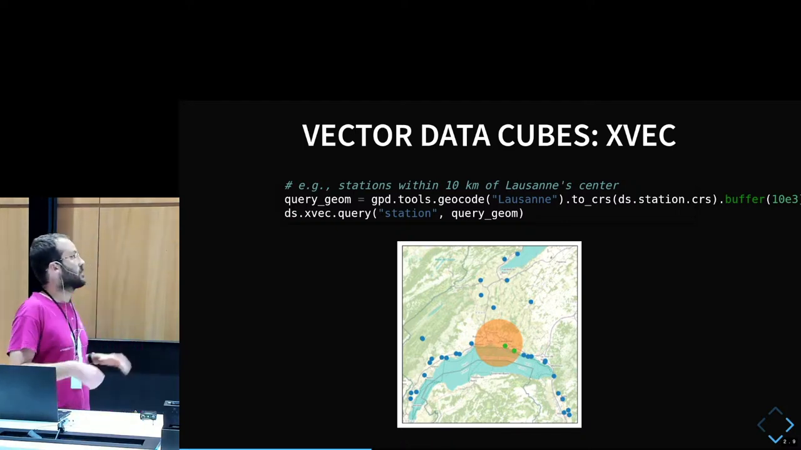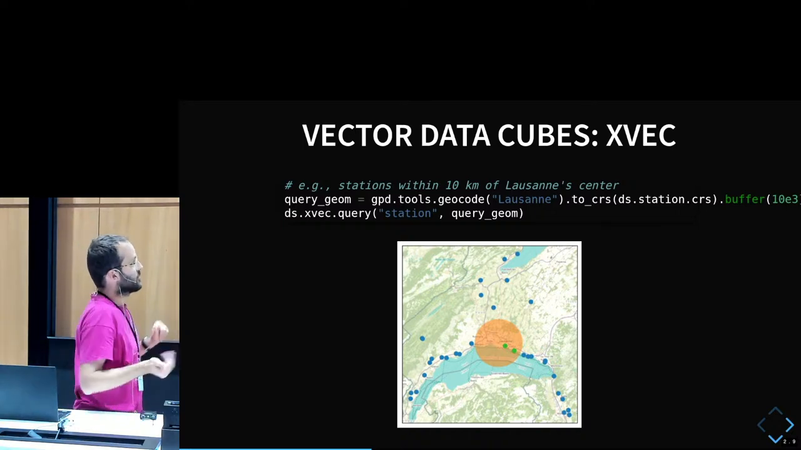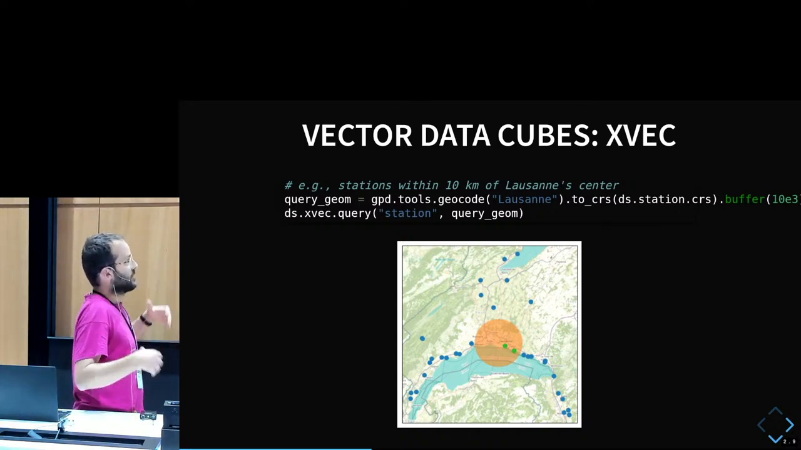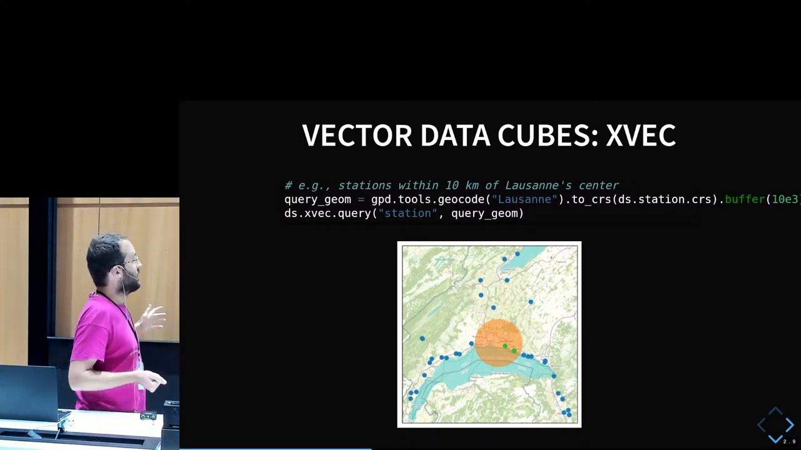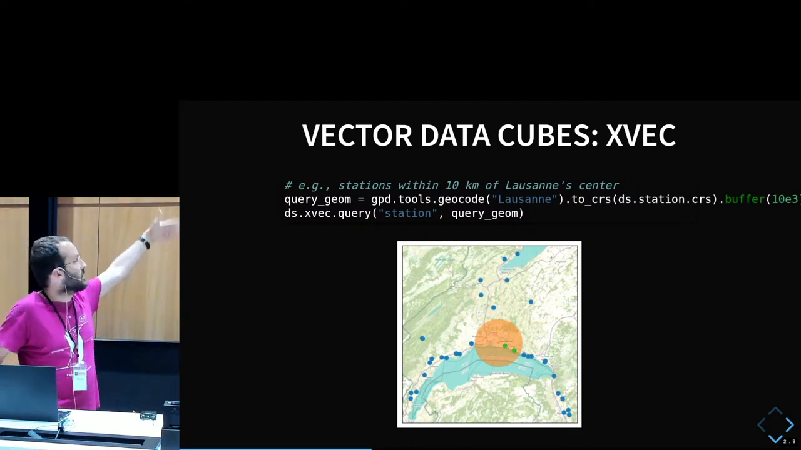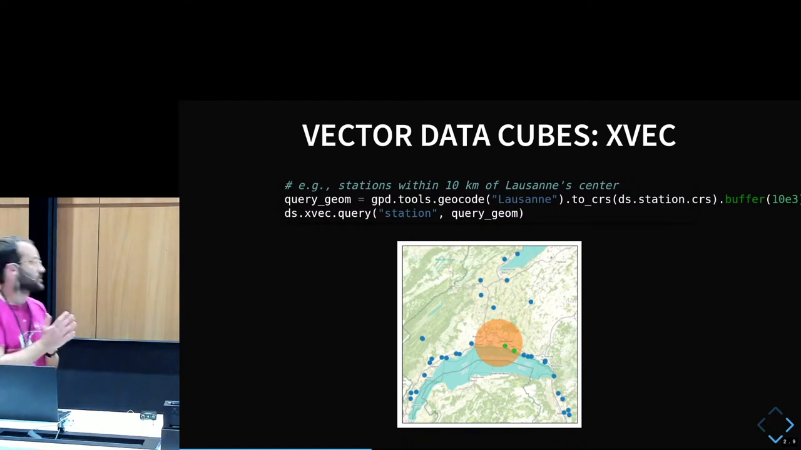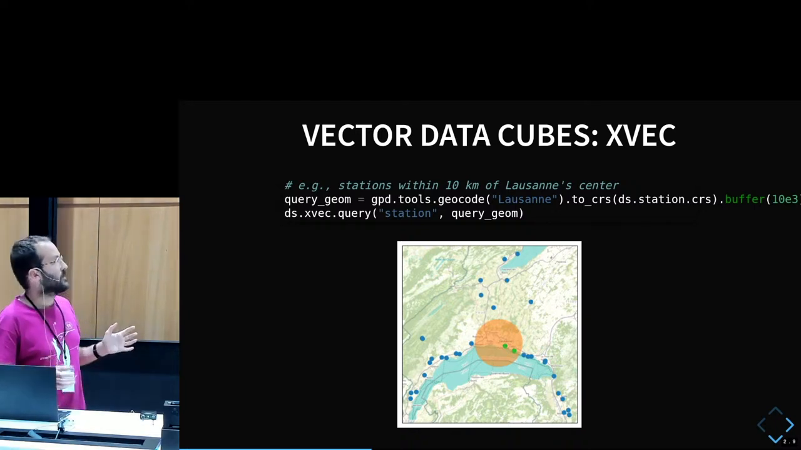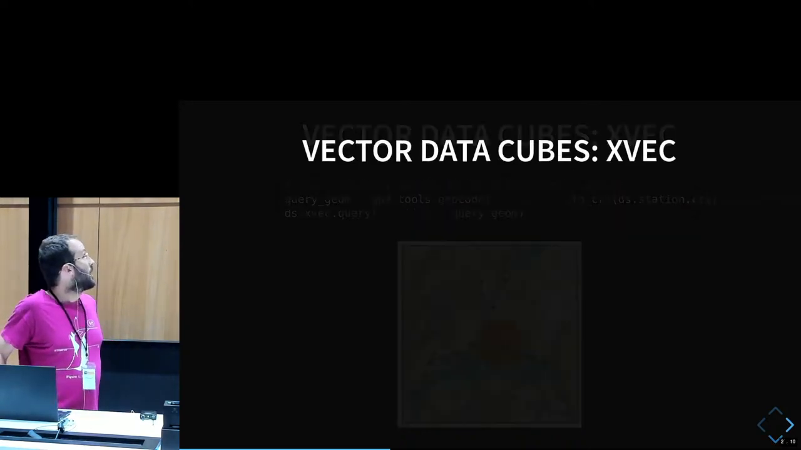In this case, I can get the map of my stations. If I get the location of Lausanne and I add a buffer of 10 kilometers around it, I just use this simple function called query and I get an xvec xarray dataset object with these two stations only. So I can have a single object in which I have the temporal and spatial operations supported.